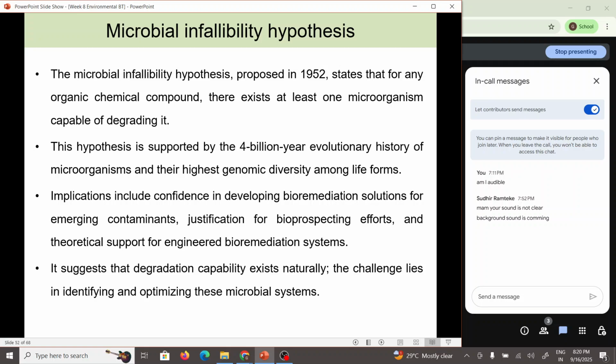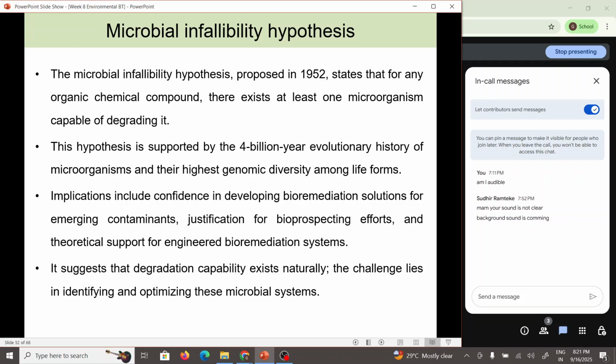And next comes the microbial infallibility hypothesis. This hypothesis was proposed in 1952. It states that for any organic chemical compound, there exists at least one microorganism capable of degrading it. So what the hypothesis exactly says is, when we have one organic compound, there is at least one microorganism which will be able to degrade it. There is not going to be any organic chemical compound in nature which is non-biodegradable by microbes. So that is the statement of the microbial infallibility hypothesis.